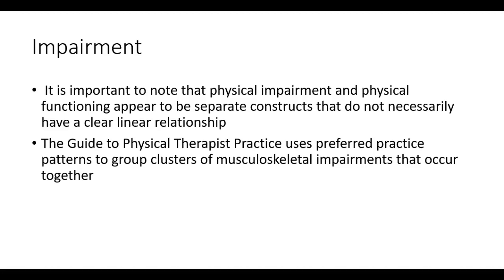So there isn't this linear relationship between a diagnosed or a measurable impairment and a loss of physical functioning. In other classes, you'll be talking about the Guide to Physical Therapist Practice. And the Guide to Physical Therapist Practice uses clusters of impairments along body systems, such as musculoskeletal impairments or neuromuscular impairments, that help physical therapists categorize different expected presentations based upon impairments.